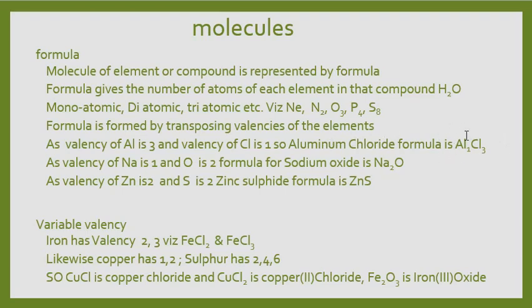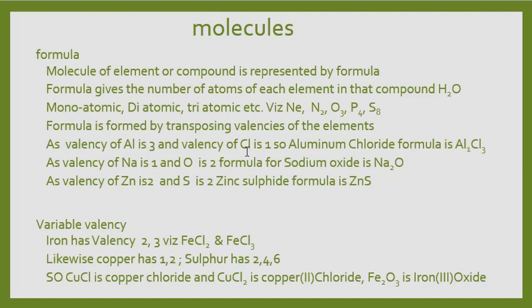So symbols are used to represent elements, and a formula is used to represent the compound. A molecule of an element or compound is represented by a formula. A formula gives the number of atoms of each element in the compound: 2 hydrogen, 1 oxygen, the number of atoms of each element in a compound. Monoatomic, diatomic, etc. we have already studied. A formula is formed by transposing the valencies of the elements. That is why we study valency, transposing the valencies of the elements.